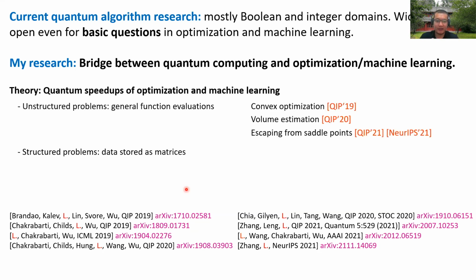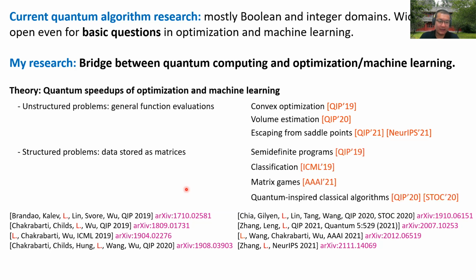Along this line, we can give fast quantum algorithms for solving a general convex optimization problem, or the related problem of estimating the volume of convex bodies. And this can be further extended to some non-convex problems, for instance, the problem of escaping from saddle points and beyond. So we have demonstrated the quantum advantage for such problems.